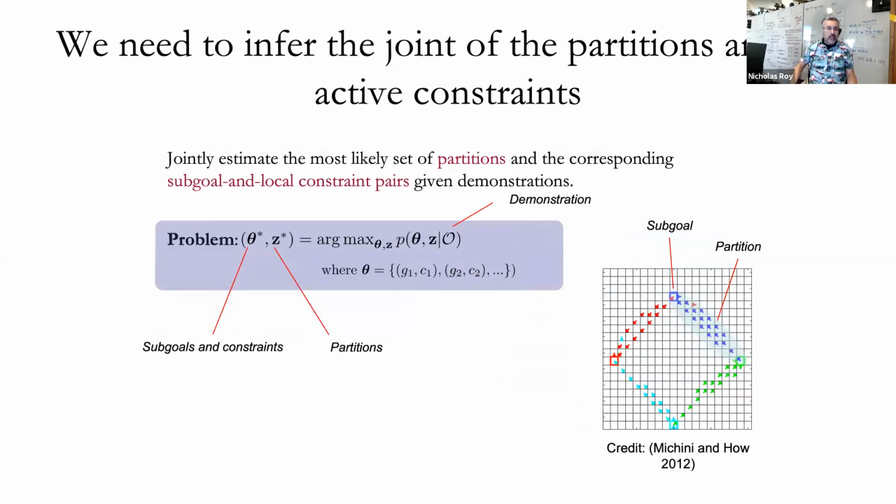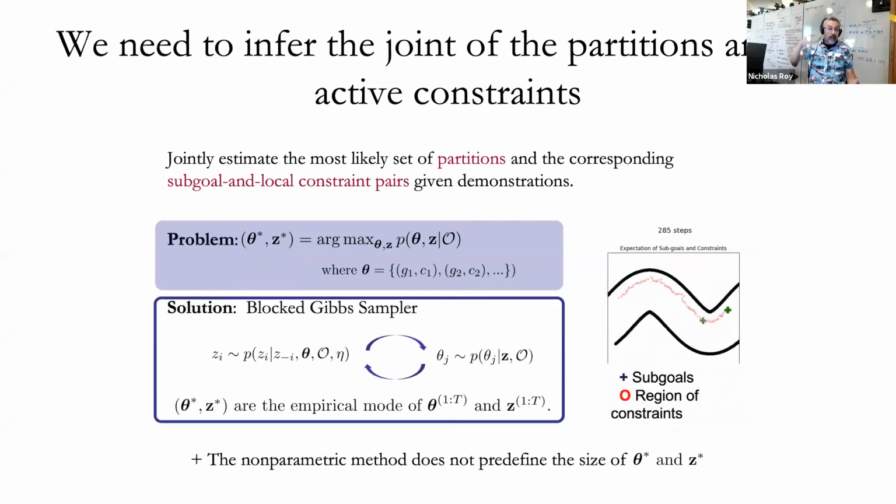But what we need to do is infer the joint of the partitions and the active constraints. At this point, we essentially appeal to statistical clustering. We use a blocked Gibbs sampler to infer both the partitions and the active constraints in those partitions. A blocked Gibbs sampler is essentially a non-parametric technique, and that also means that we don't have to predefine the number of partitions as well as the number of constraints.